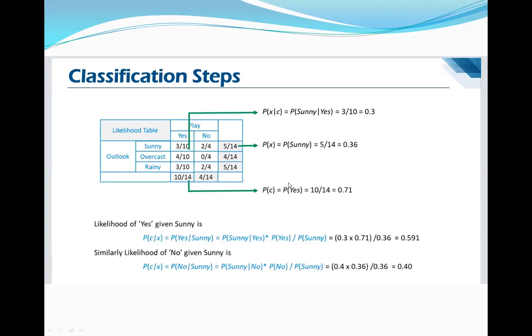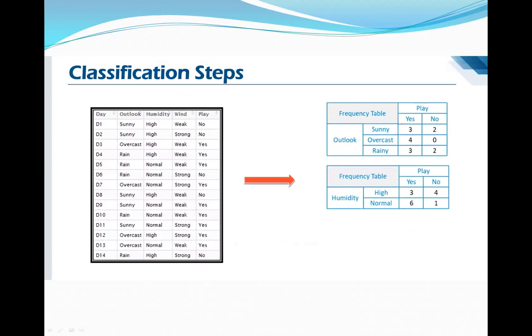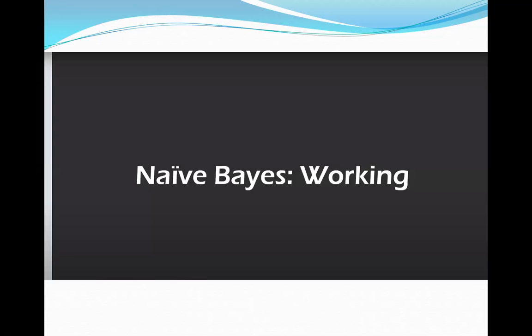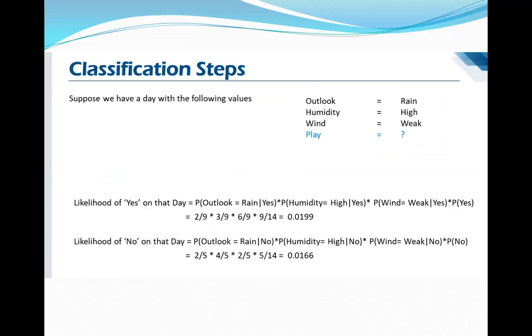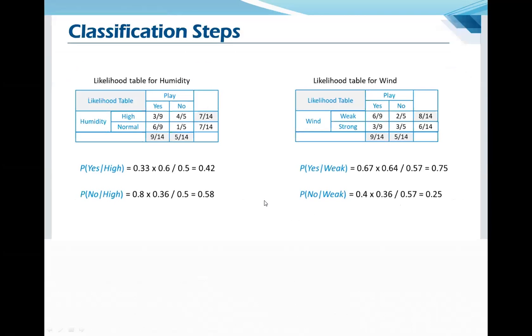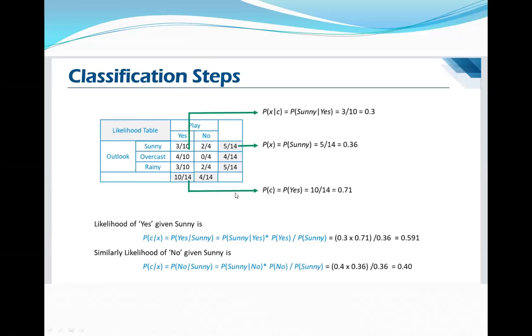In the previous cases, we had only one feature, so we calculated only one posterior value. But in this case, we have three features, so we simply multiply the values. In probability, you simply multiply the features: the outlook feature, the humidity feature, and the wind feature. So you have to calculate the probability of rain given yes. From the likelihood table, you can easily calculate it.